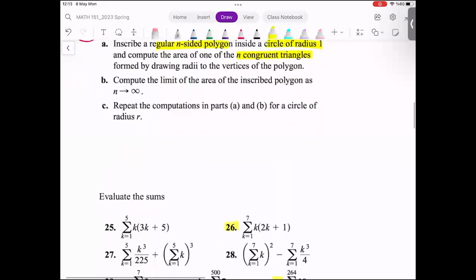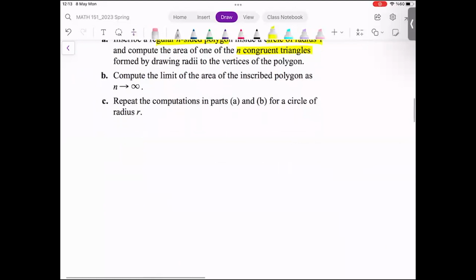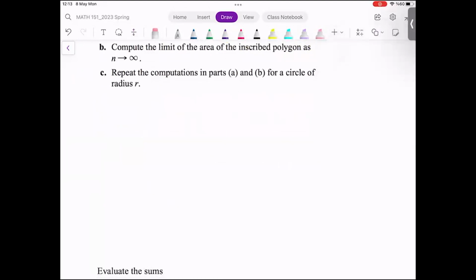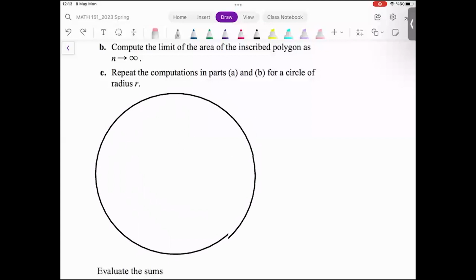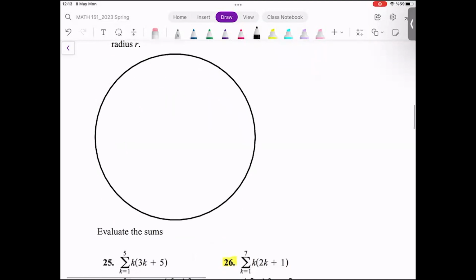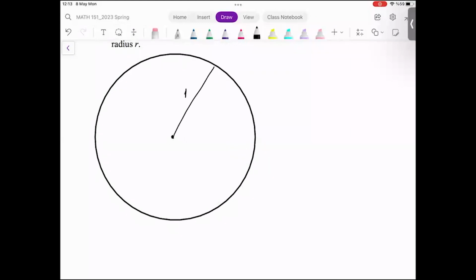Let me insert here a very nice circle of radius 1. But wait, color. Okay, I think this one is a nice circle of radius 1. Now what will I do? I will try to inscribe an n-sided polygon inside this circle. How can I do that? Let's mark the center like that. Now this is a circle of radius 1.